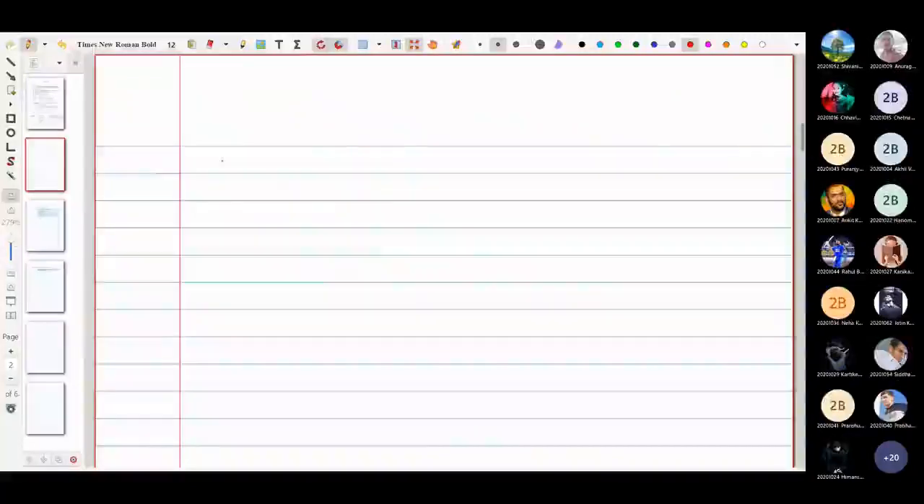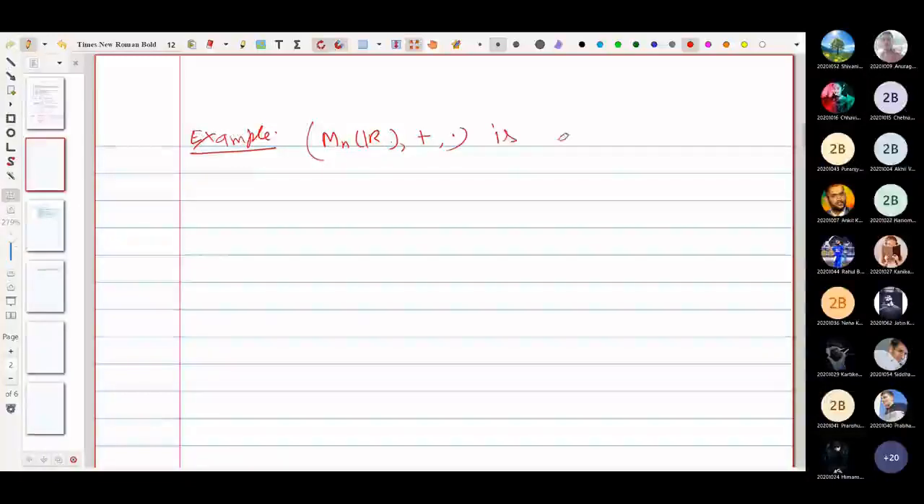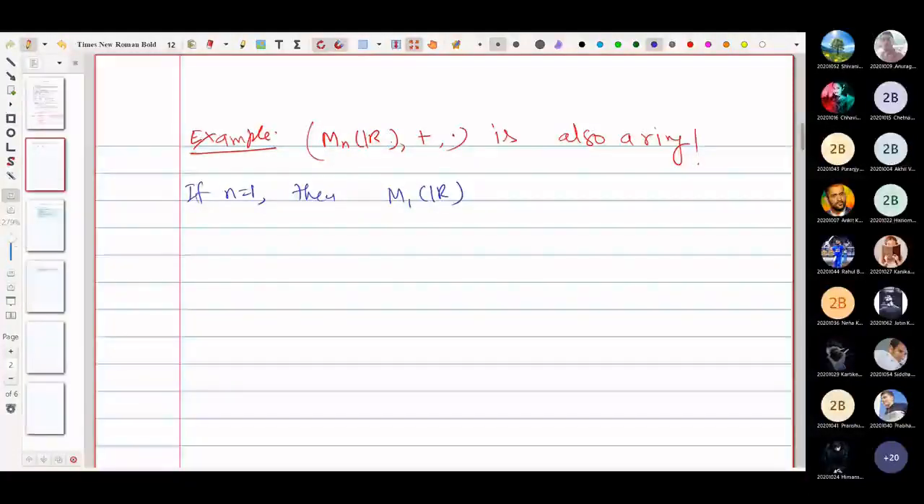Let us see some more examples before proceeding further. Consider the example of n cross n matrices over the set of real numbers under the usual matrix addition and multiplication. That is also a ring, which you can verify. But for certain cases, let us see if n equals 1, then M1(R), this is equal to what?